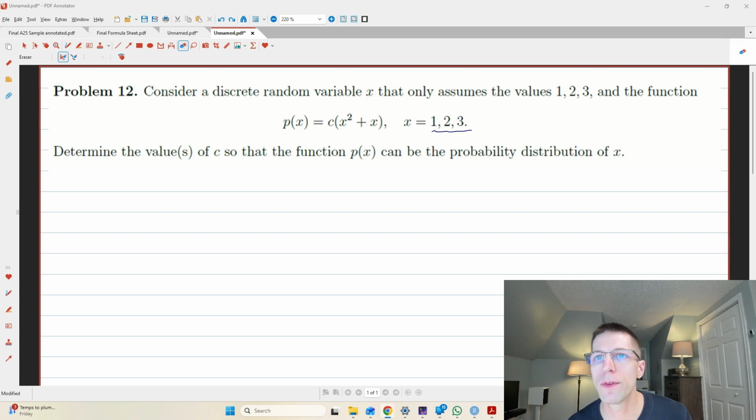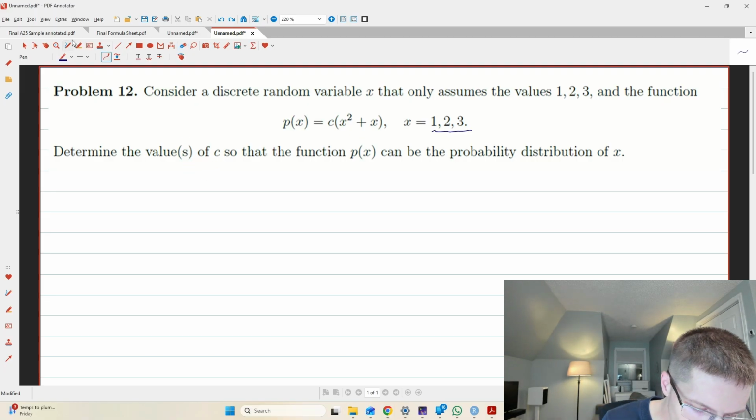So question 12 is that we have a discrete random variable x that only assumes the values 1, 2, and 3. And we have this function p of x that involves a constant c. And we're asked to determine the value or values of c so that p of x can be the probability distribution of x. So the key to solving this problem is partly just recognizing what to do. With this type of problem, the thing that has to be true is that the sum of the probabilities over the different values that x can assume has to be 1. So that puts a constraint.